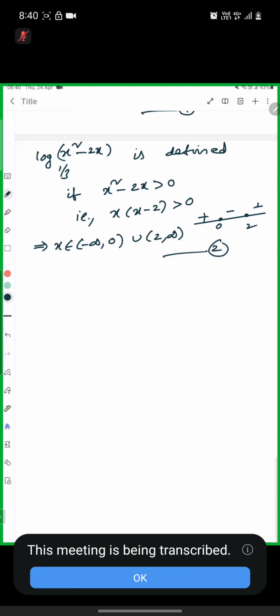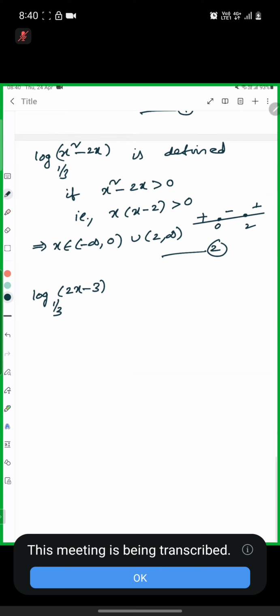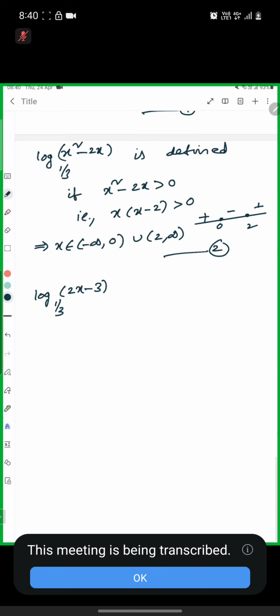Next, one more logarithmic function is there. What is that? 2x minus 3. Actually, in the given inequality, you have two logarithmic functions. For first to be defined, these are x values. Now, take this also. Another logarithmic function given.